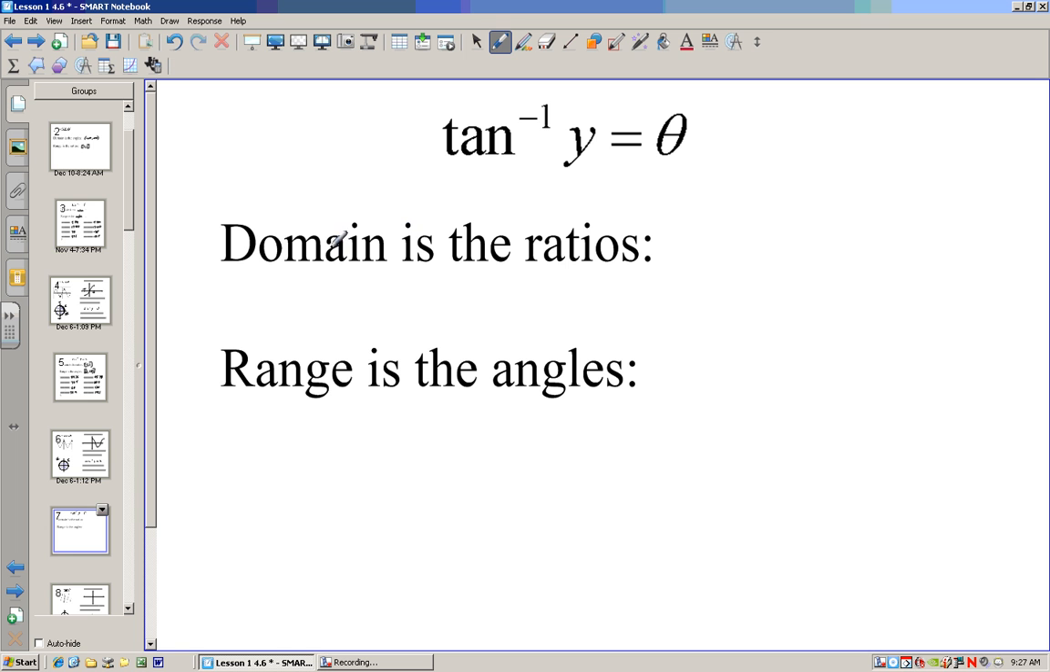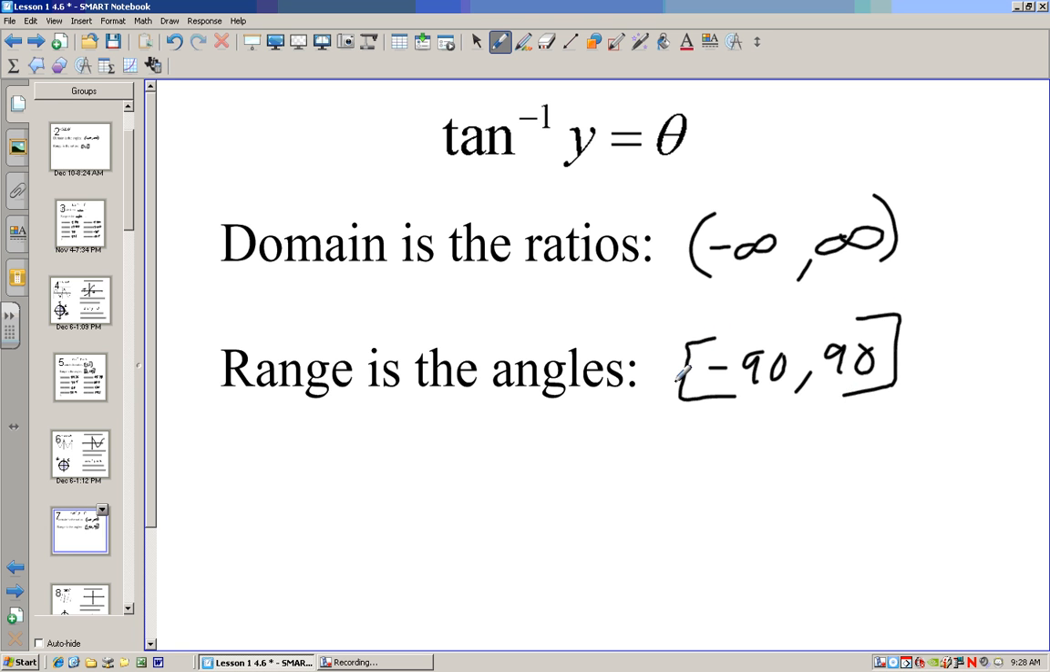All right, let's look at inverse tangent of y, the domain of the ratios. Now, the ratios for tangent can go from negative infinity to infinity. And the range of the angles just goes from negative 90 to 90, just like sine. However, the one difference is this is undefined at negative 90 and 90.